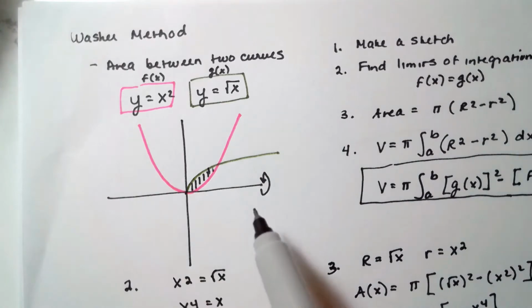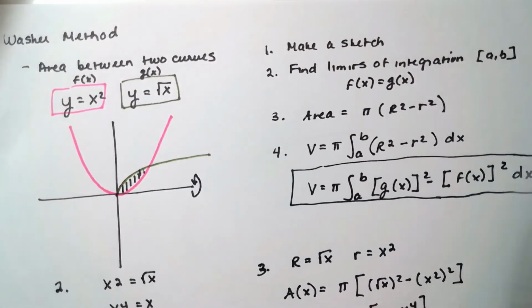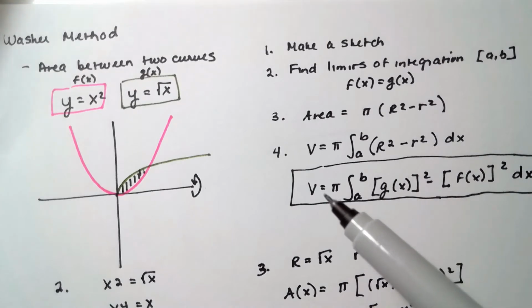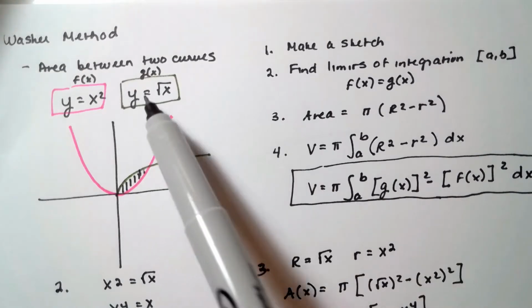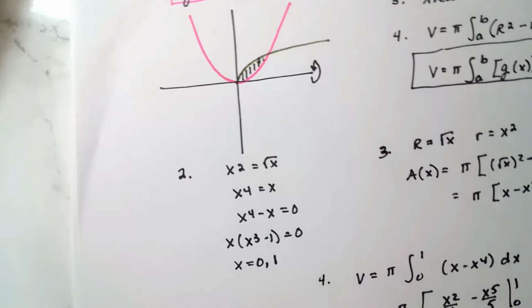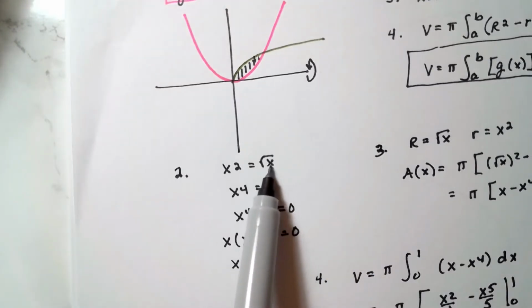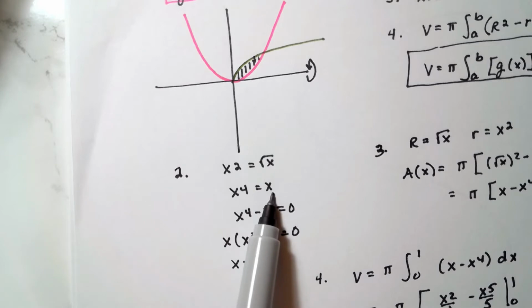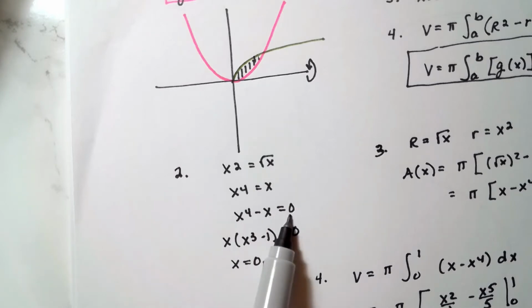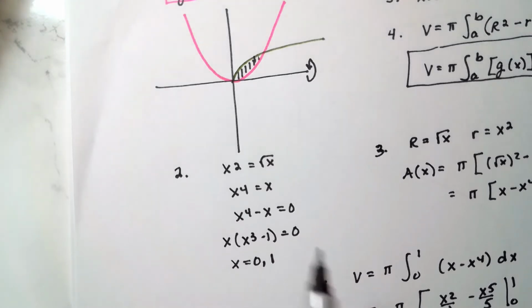So the first thing is you make a sketch. Now we need to find the limits of integration for our integral from a to b. To do that, you just set the two functions equal to each other and solve. I did that down here. I said x squared is equal to root x, squared both sides to get rid of the radical, brought everything over to the left, set it equal to 0, factored and solved. So my limits of integration are 0 and 1. What I know so far is that I've got an integral from 0 to 1. I don't know anything else yet, but I have that.